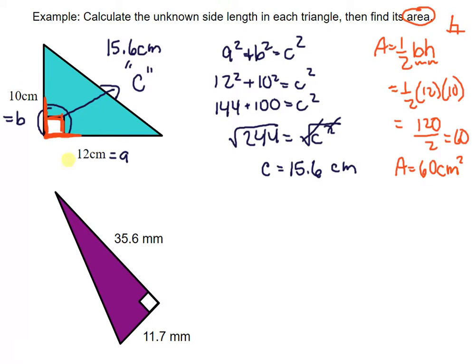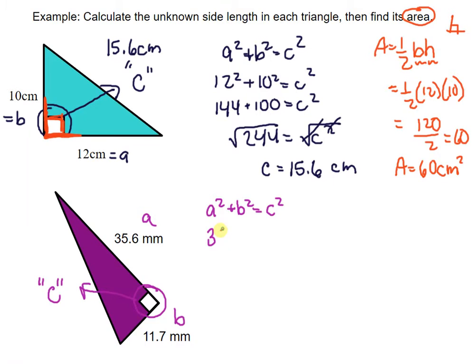Okay. Now, the second example, the exact same thing, okay? Oh, it's a right triangle. Let's put an arrow through the opposite side of the 90-degree angle. That's going to be our C. So A squared plus B squared equals C squared. Okay, label this A, label this B.